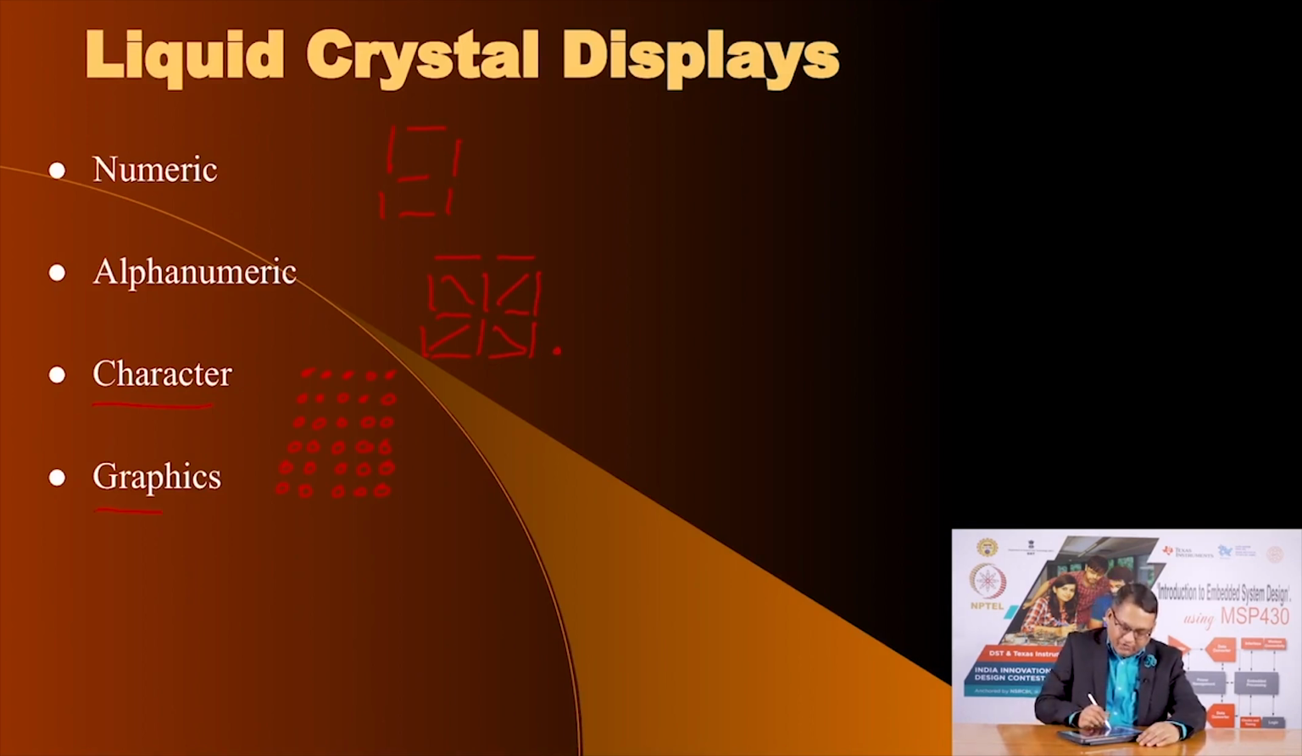And the most common of the liquid crystal displays is what is called graphics, in which a row and column full of pixels are available that you can use to create whatever graphical or numeric or alphabetical information that you would like to display. So, these are the common LCD displays that are available.